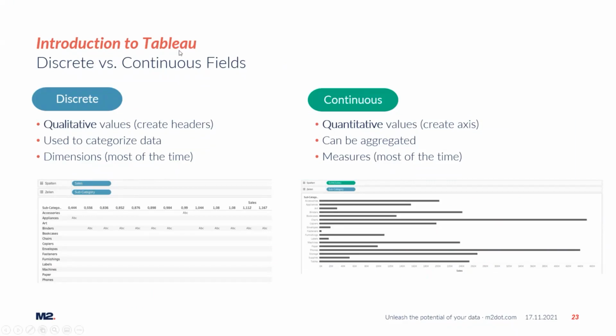On the other hand, we have continuous fields. Tableau will show us these continuous fields as green, with the background green. And these continuous fields are quantitative. So everything that you can do a mathematical operation with, they are continuous measures. So it can be aggregated. It means you can do sum, you can calculate an average, you can calculate the median value or the maximum value, the minimum value. So it's for continuous fields.